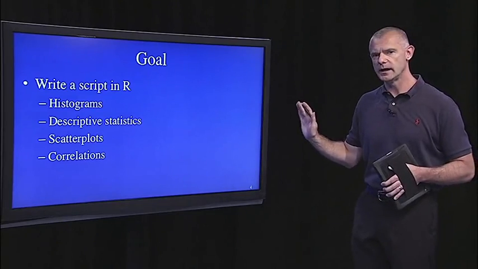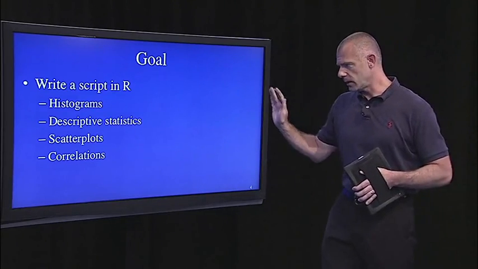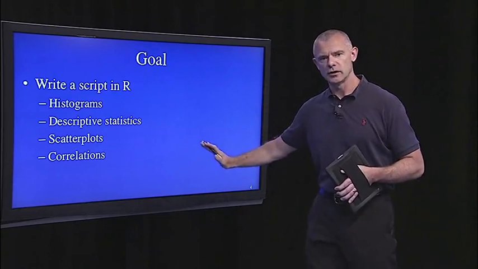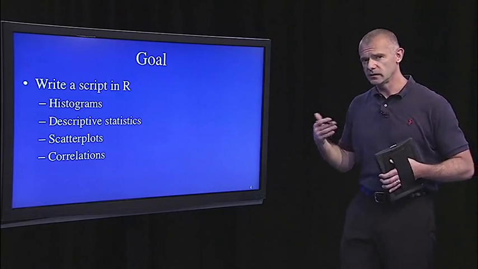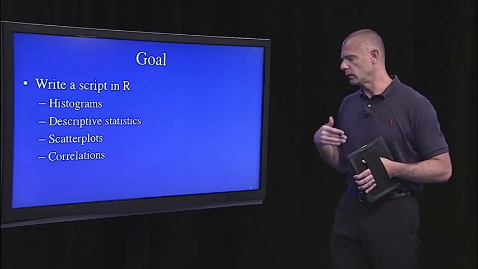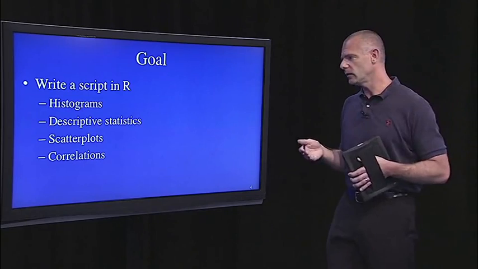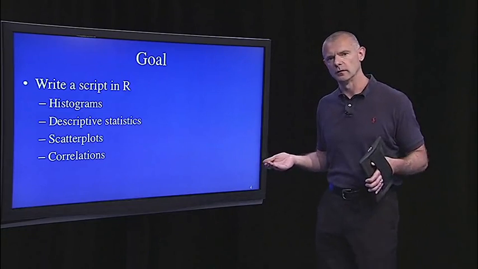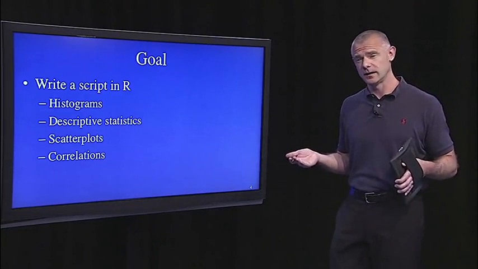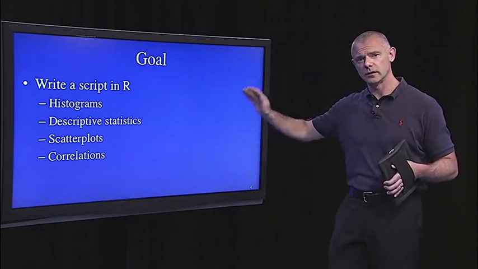So the goal for today's script, the ultimate goal, of course, is to get the correlation matrix. But before we do that, we want to get histograms for all our variables. We want to look at descriptive statistics, and we want to look at scatter plots because we need to test all the assumptions underlying a correlation analysis. And these will allow us to look at the assumptions.